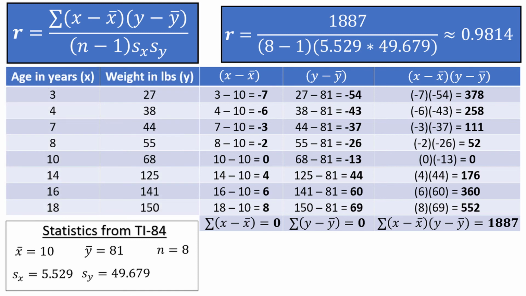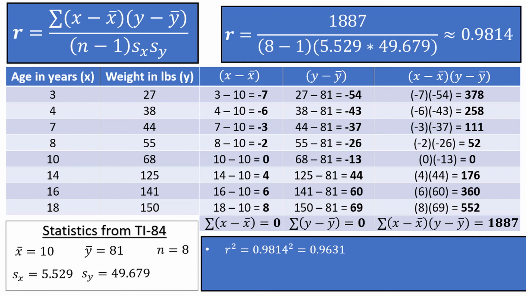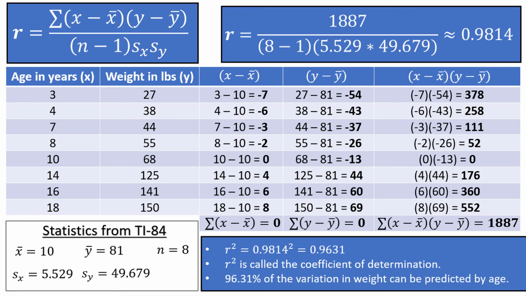Remember that r ranges from negative 1 to 1, and values close to 1, like 0.9814, represent a strong positive correlation, meaning that as x increases, y tends to increase as well. As a side note, if you square this number, you get 0.9631, which is a number we often call the coefficient of determination, and tells us that 96.31% of the variation in y is explained by x. Or in this case, that 96.31% of the variation in weight can be predicted by age. Not too bad.